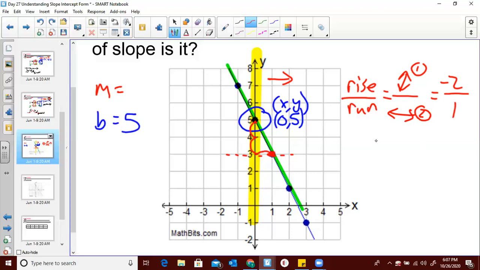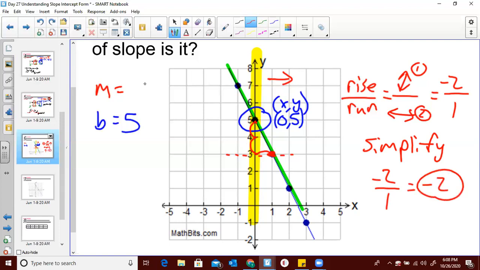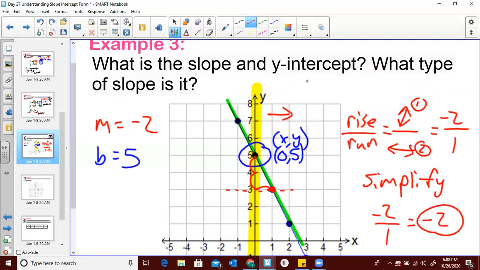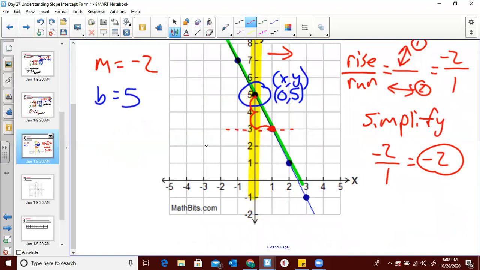All right, so from here, you just have to simplify. And most of them will be pretty easy. But negative 2 over 1, we know is just going to be, see, we have negative 2 over 1. We know that anything divided by 1 is just itself. So our slope is going to be negative 2. Try and keep that consistent for you guys. All right, so we figured out our slope and our y-intercept. Now we need to figure out what type of slope it is. I can use pretty much any part of this line to figure this out. So I'm going to start down here. Remember, we are reading from left to right.